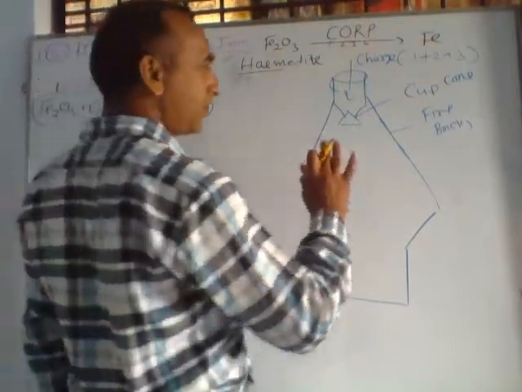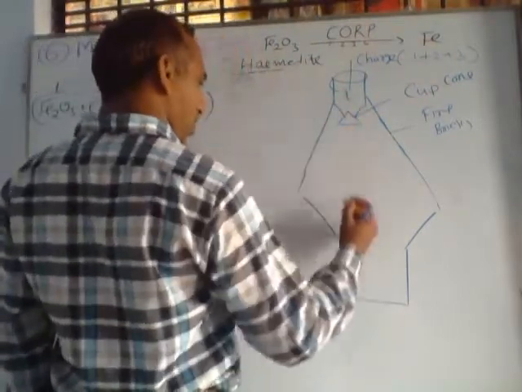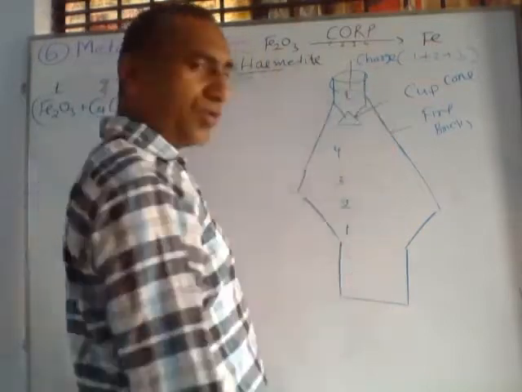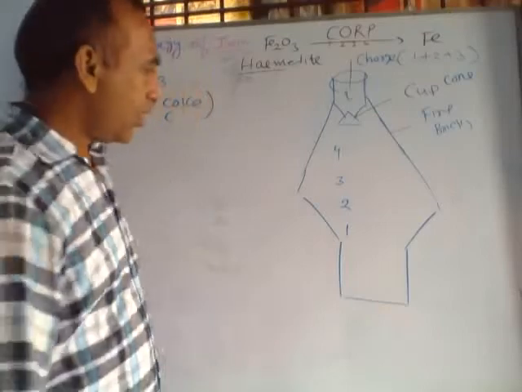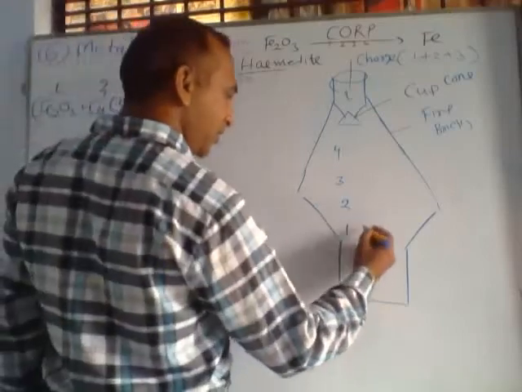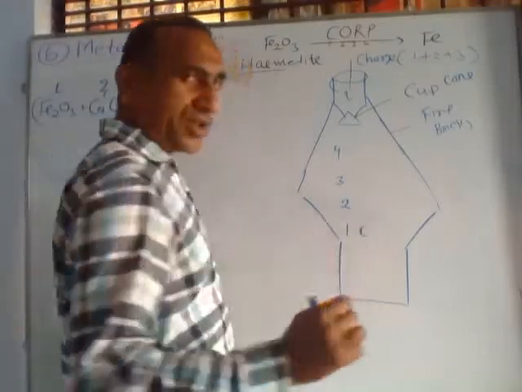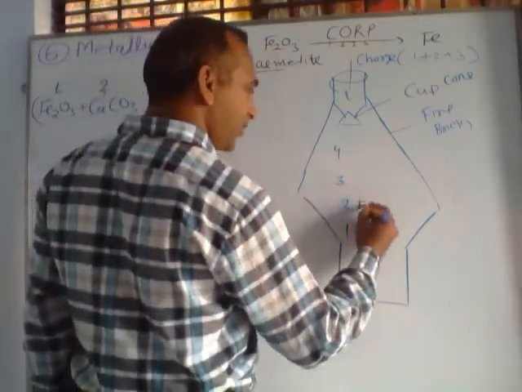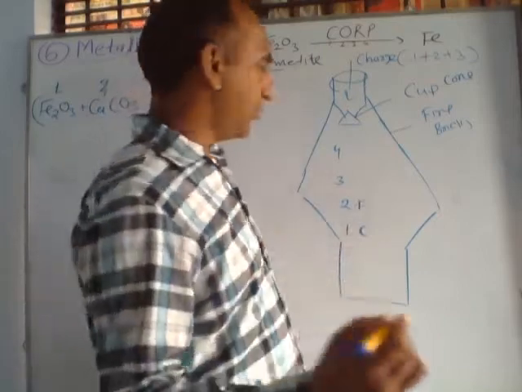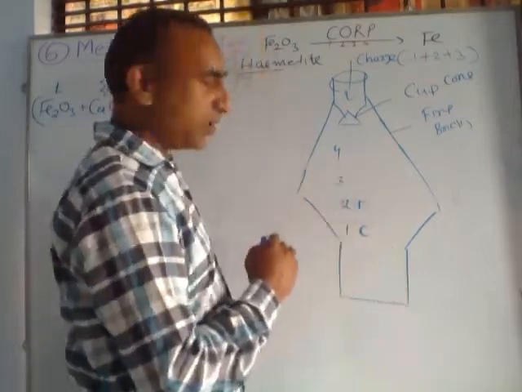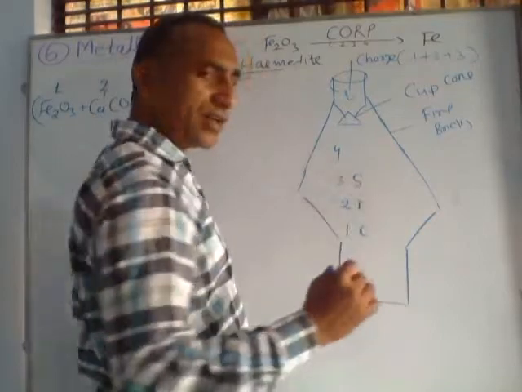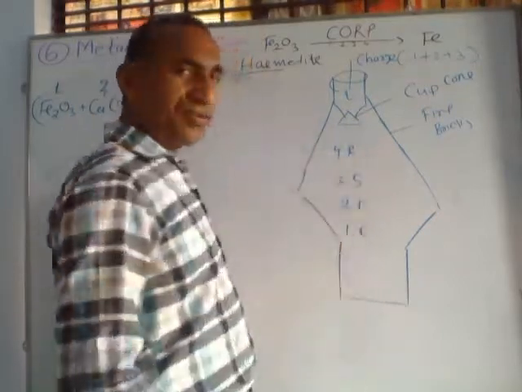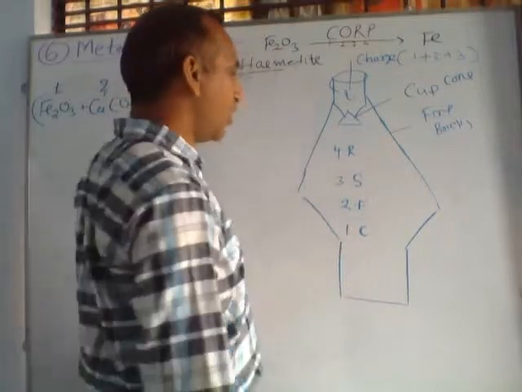And here there are 4 zones inside it. The first zone is C, which stands for combustion zone. Second, F stands for fusion zone. Third, S stands for slag zone. And fourth, R stands for reduction zone.